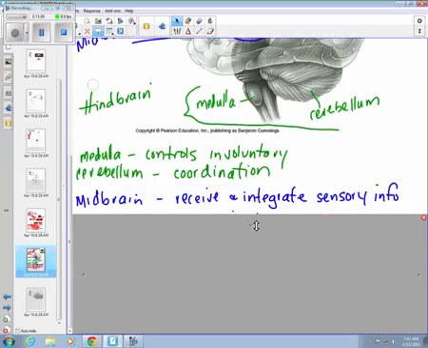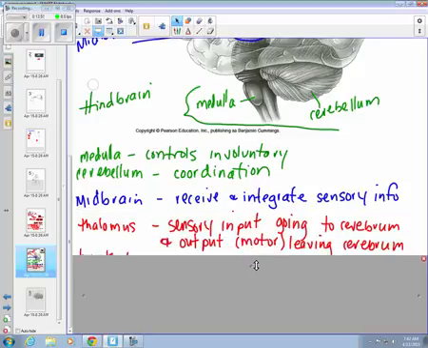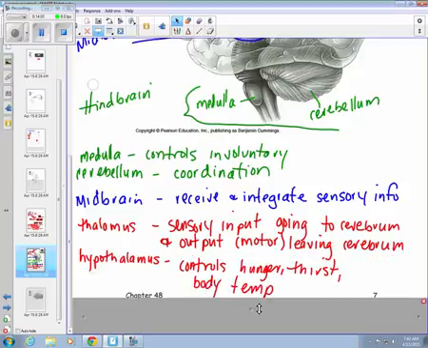The midbrain is going to receive and integrate the sensory information that's coming into the brain. That information will come in through the spinal cord. The thalamus helps with the sensory input. So information that's coming in, that's going to the cerebrum, and it also regulates information that's leaving the cerebrum. The hypothalamus, this is the part of the brain that controls your hunger, thirst, and body temperature.